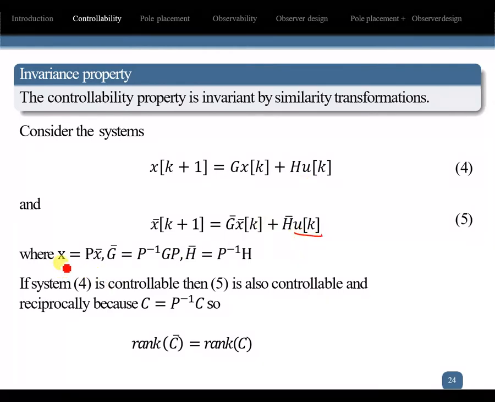I can say that the state variable is x = P x bar, and easily you can define G bar = P^-1 G P, because if you substitute here you can find x bar(k+1) = G bar x bar(k) + H bar u(k).